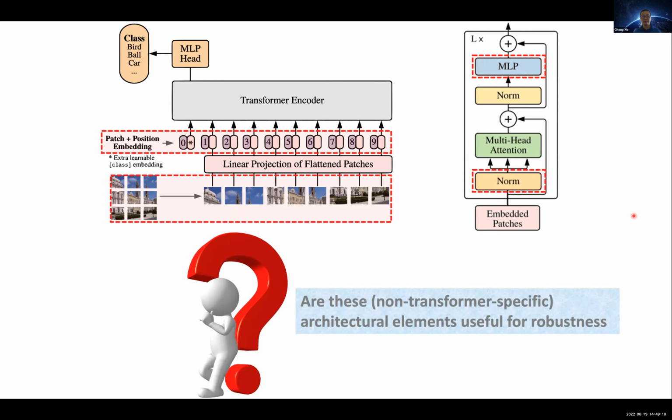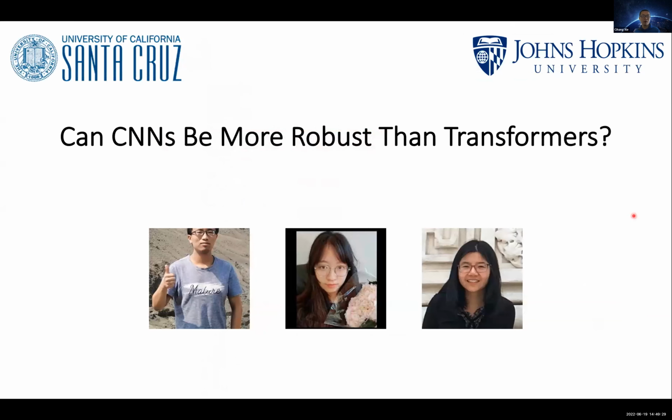Are these non-transformer specific architecture elements used for robustness? For example, like patchify operation, different position of normalization. This is not specific to vision transformer, right? These recipes can also be applied in ConvNets. So that basically leads to our follow-up work called Can CNNs be more robust than transformers?